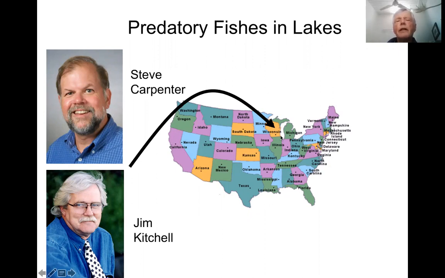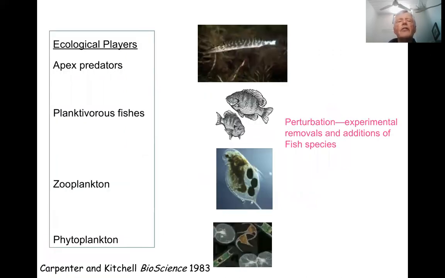And they worked right up in the northeastern part of Wisconsin and the Upper Peninsula of Michigan, in lakes up in that area. And what they did was that they experimentally manipulated the presence of predatory fish in these lakes. So the food chain consists of 4 elements in this system.